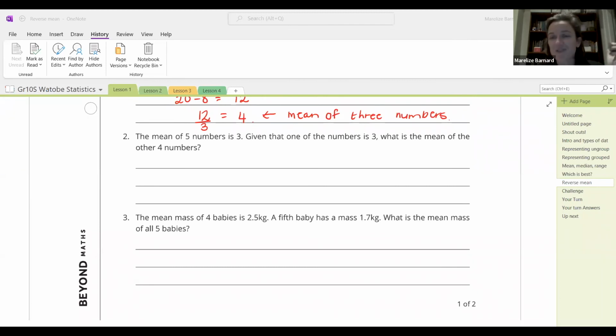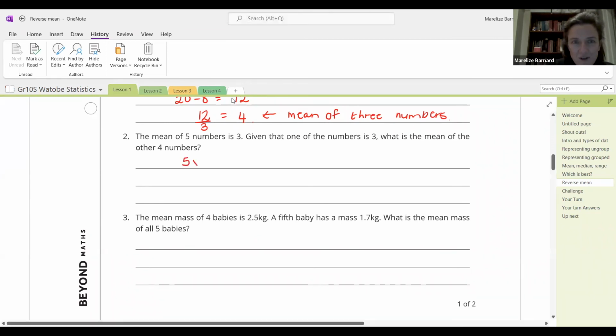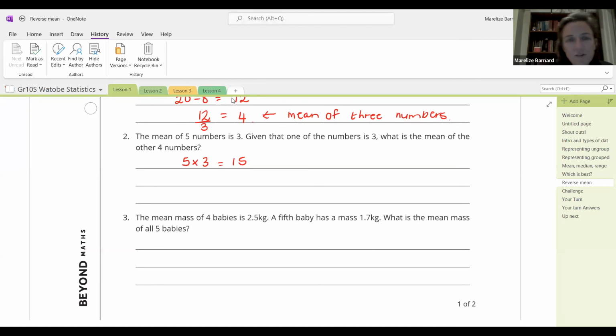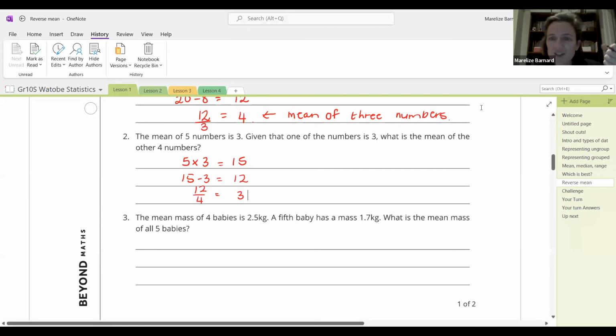Oh, so now the answers are streaming in. Everyone's saying it's 3. I wonder if someone wants to tell us how they did it. So the mean of 5 numbers is 3, so we go 5 times 3 again. That's 15. One of those numbers is 3, so we subtract it, and that's 12. Then we go 12 divided by 4, and that gives me 3. Anu, just check. You should get 3.